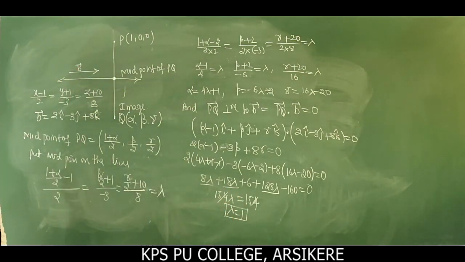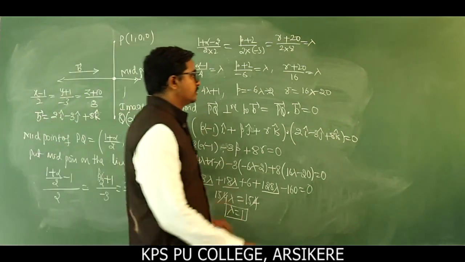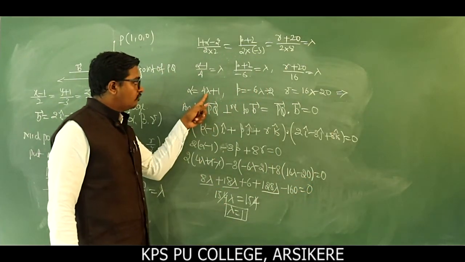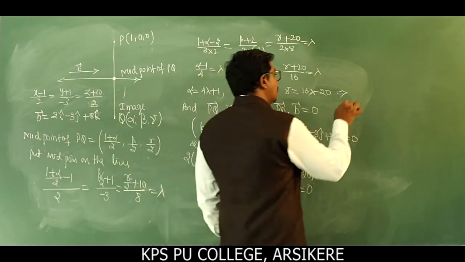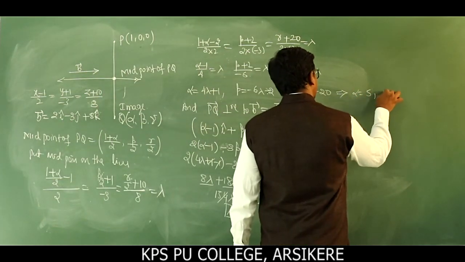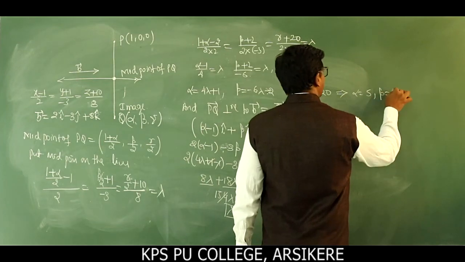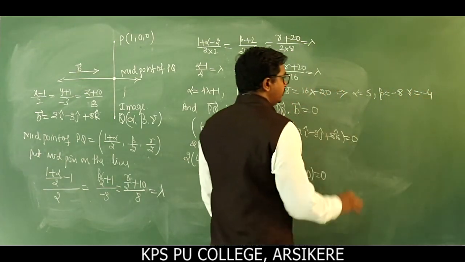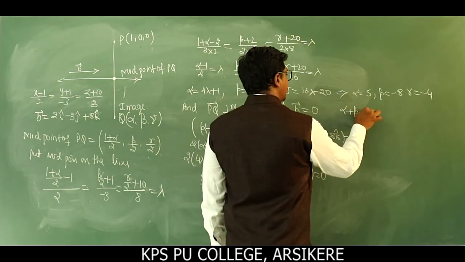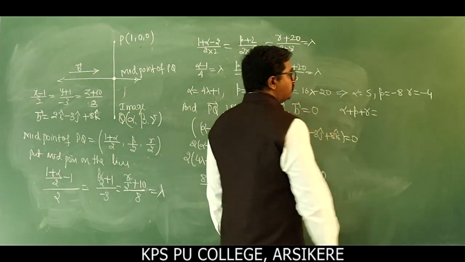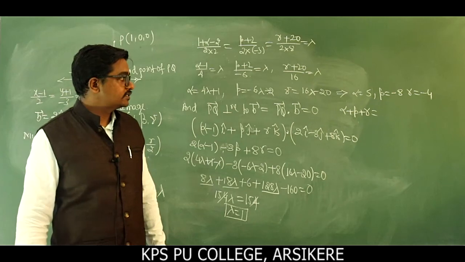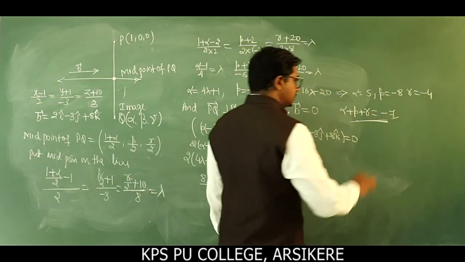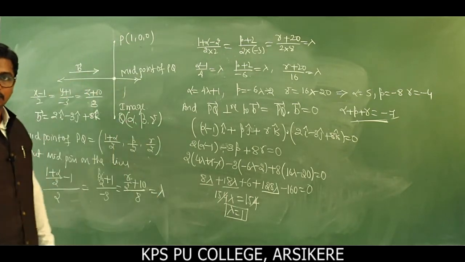We have lambda equal to 1, therefore replace it. What do we get here? 4 into 1 plus 1, so alpha is equal to 5, beta is equal to minus 8, and gamma is equal to minus 4. We need to find alpha plus beta plus gamma, which is 5 minus 8 minus 4. This becomes minus 7, our answer. Alpha plus beta plus gamma is equal to minus 7.